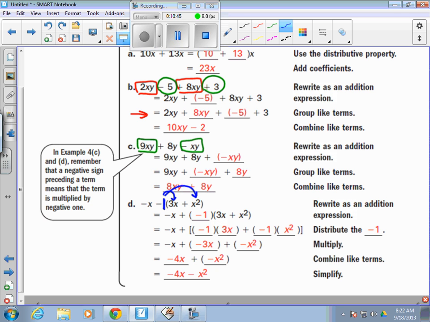So at this step here, we have negative x at the beginning plus a negative 3x plus a negative x squared. Then when you combine your like terms, you have two x terms, the exact same exponent and variable raised to the same exponent. Negative x minus 3x, or negative x plus a negative 3x, gives you negative 4x minus x squared. And you can't put those last two together because one is to the first power, the other one is being raised to the second power.